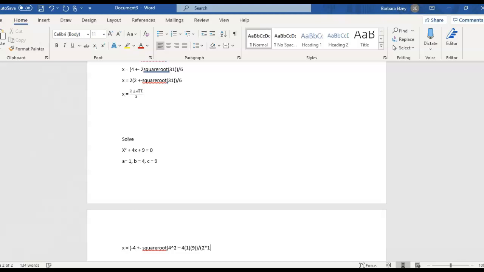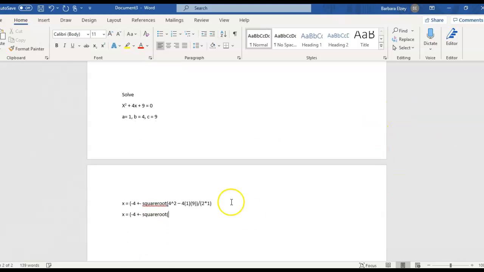All right, so let's work this out. And you might already see what's coming here. 4 squared is going to give us 16. Here we're going to have minus 4 times 1 times 9, only one negative, so it's going to be a negative 36. And that's all going to be over 2. All right, now let's continue working with that and finish off what's in the square root. That's negative 20.